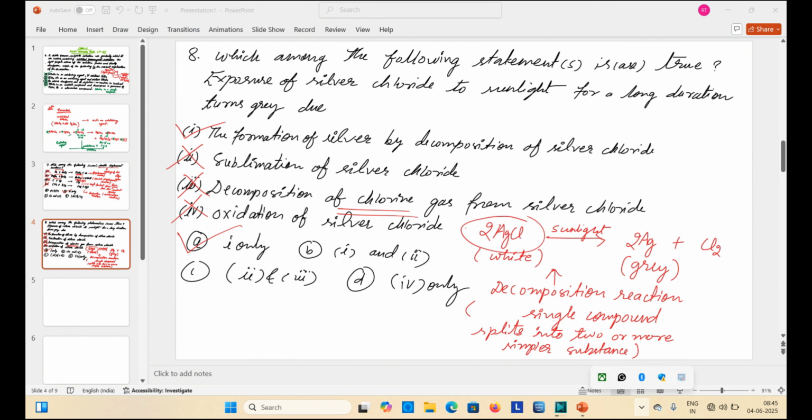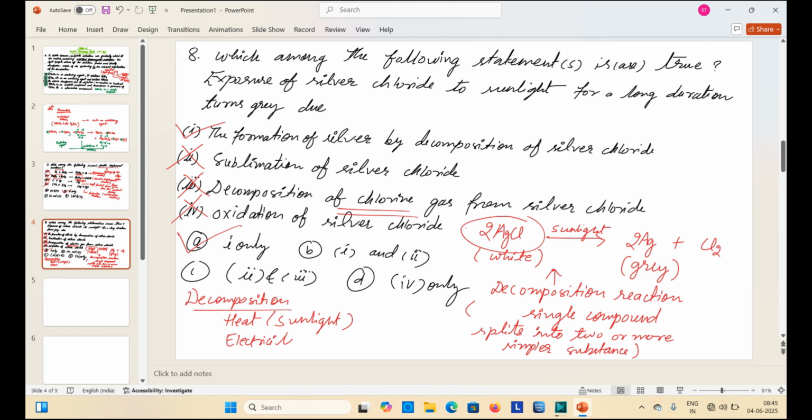You will remember that the decomposition reaction is very important. Decomposition takes place due to heat, or you can say sunlight, or with the help of electricity, where a single compound splits into two or more simpler substances.